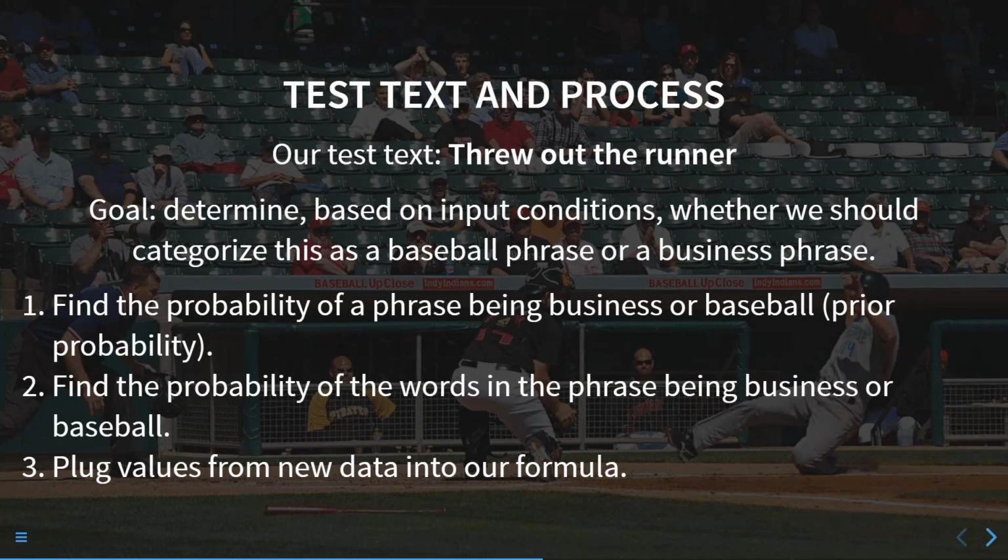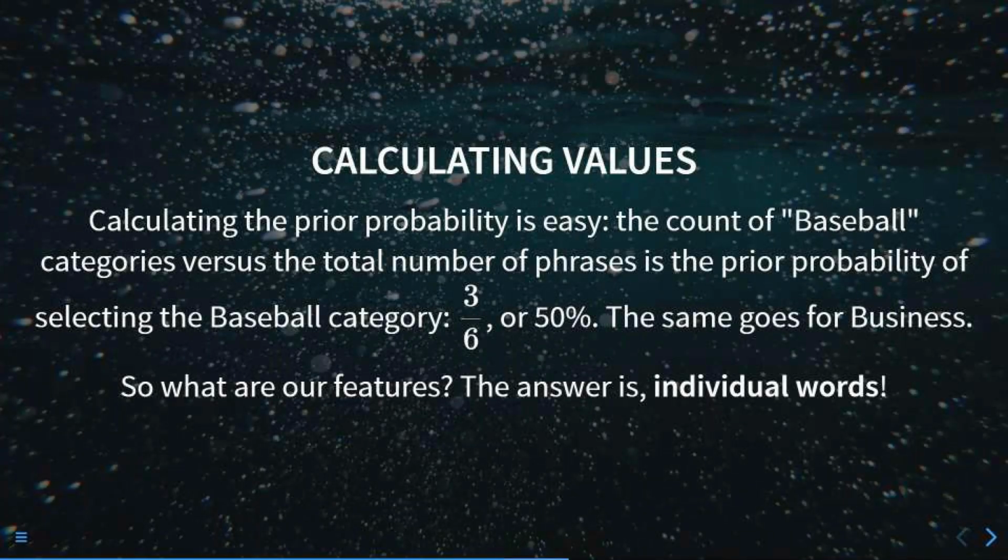Here's how we're going to teach it. We're going to find the probability of a phrase being baseball or business. That is our prior probability. We're going to find the probability of the words in the phrase being business or baseball. And then we're going to plug those values from the new data into our formula to give us the proper calculation. Calculating the prior probability is really easy. As I mentioned, there are 3 baseball terms and 3 business terms, so for both of them, it's 50-50.